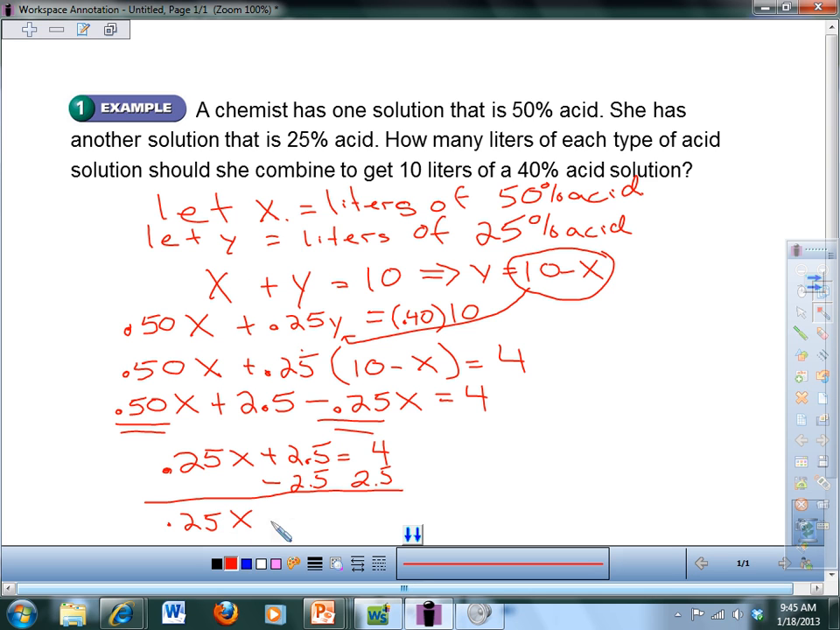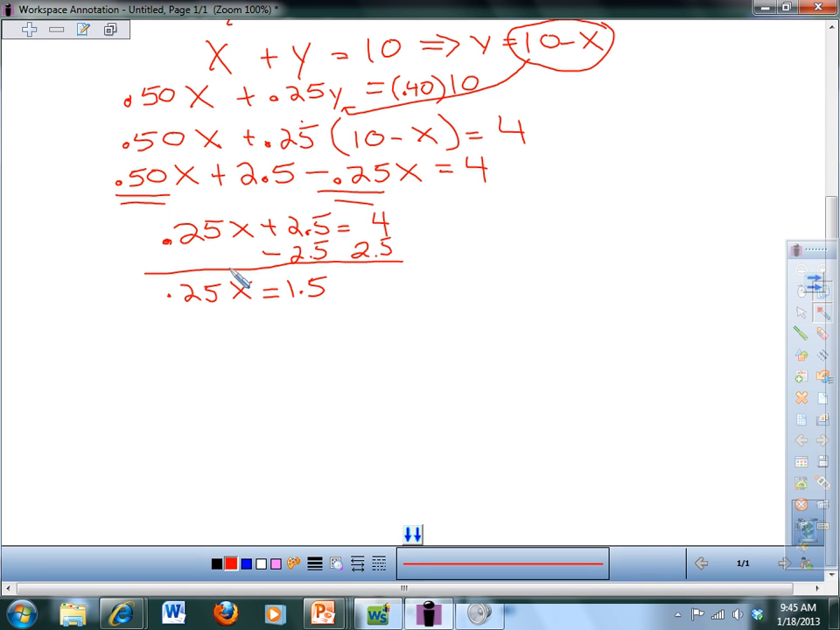0.25x equals 1.5. And then you divide both sides by 0.25, right? So I'm going to divide this side by 0.25 and this side by 0.25. And I believe that if you do that, you get x equals 6. Done?